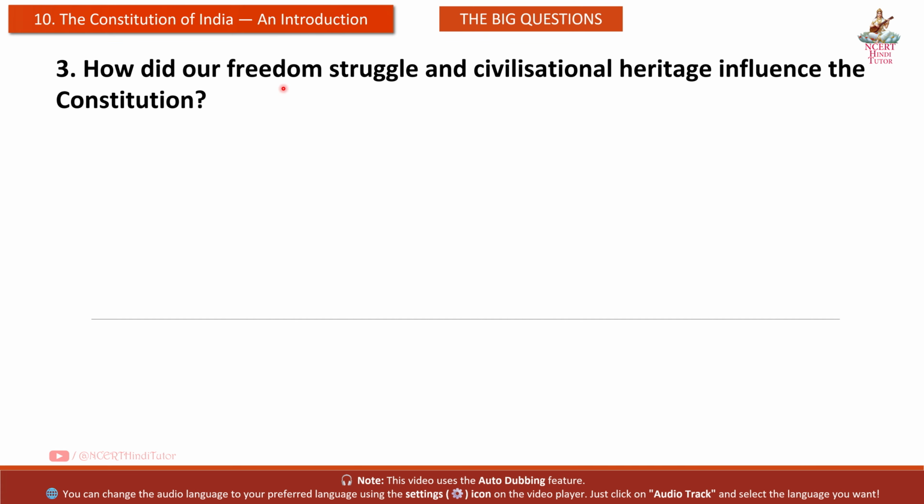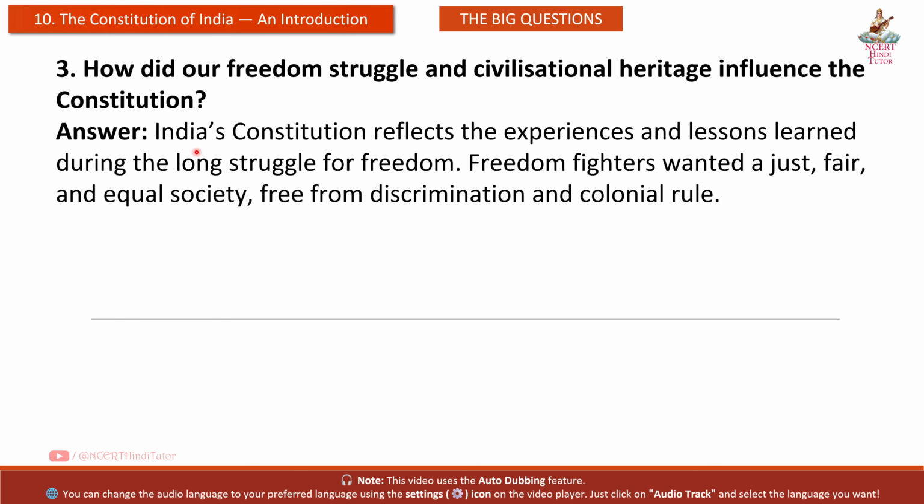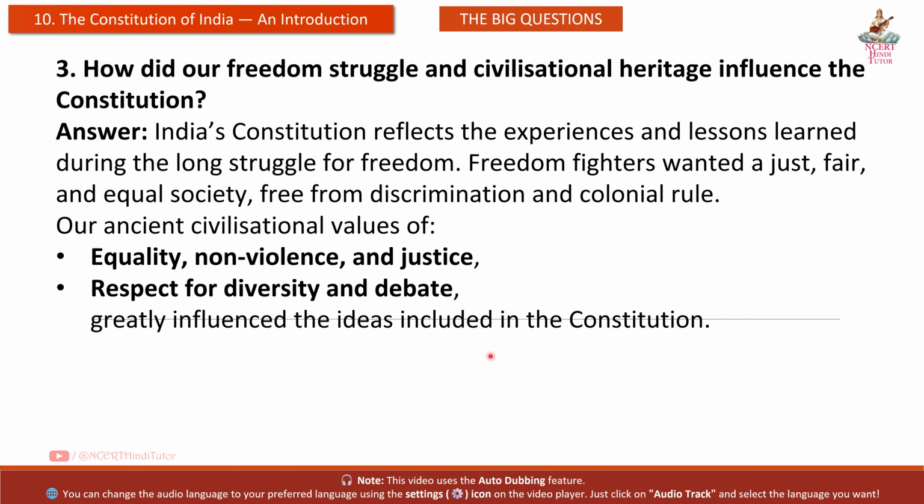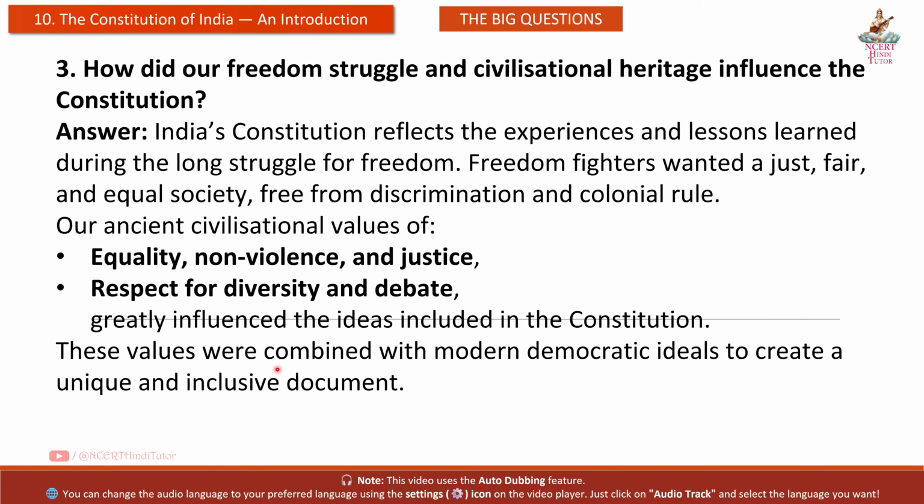Question 3: How did our freedom struggle and civilizational heritage influence the Constitution? Answer: India's Constitution reflects the experiences and lessons learned during the long struggle for freedom. Freedom fighters wanted a just, fair, and equal society free from discrimination and colonial rule. Our ancient civilizational values of equality, nonviolence, and justice, and respect for diversity and debate, greatly influenced the ideas included in the Constitution. These values were combined with modern democratic ideals to create a unique and inclusive document.